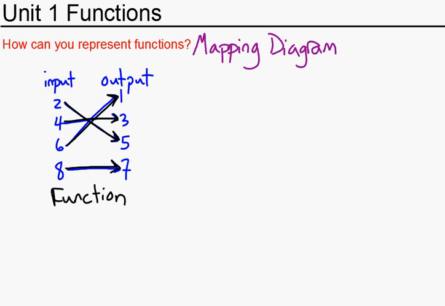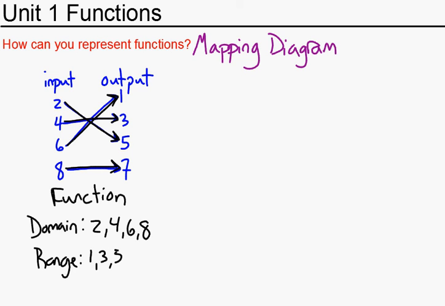And like we said on the last slide, for a function, we can always give the domain and the range. So the domain is all the input values, in this case 2, 4, 6, and 8. Notice how I just list them out. The output is 1, 3, 5, and 7. So there's my function with its domain and its range.